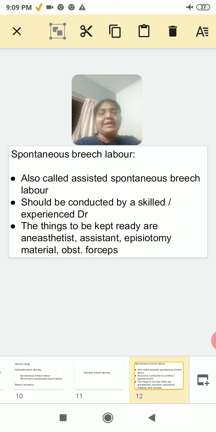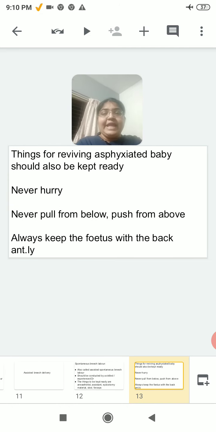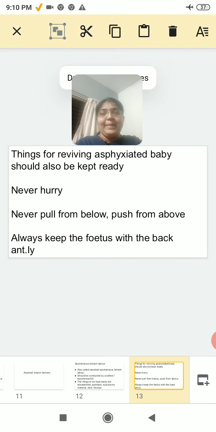It should be conducted by a skilled or experienced doctor. The things to be kept ready are anesthetist, assistant, episiotomy material, and obstetric forceps. These materials are a must during the labor, so they have to be kept handy. Things for reviving an asphyxiated baby should also be kept ready, because the newborn may be asphyxiated. So to revive the newborn, the required material also should be kept ready.